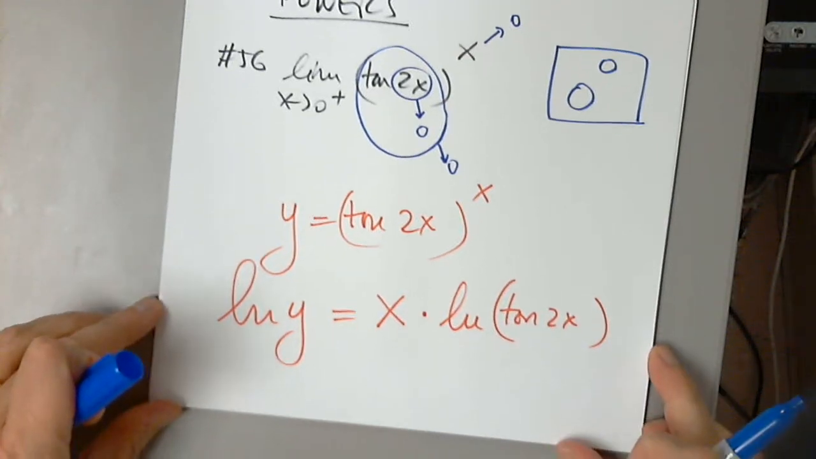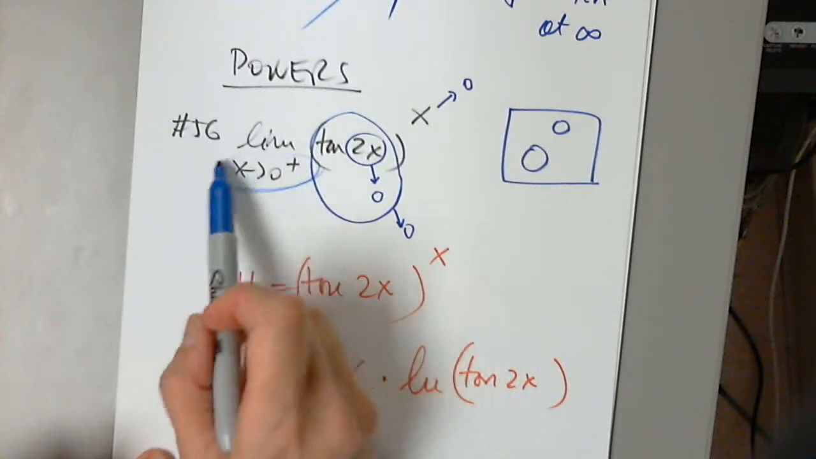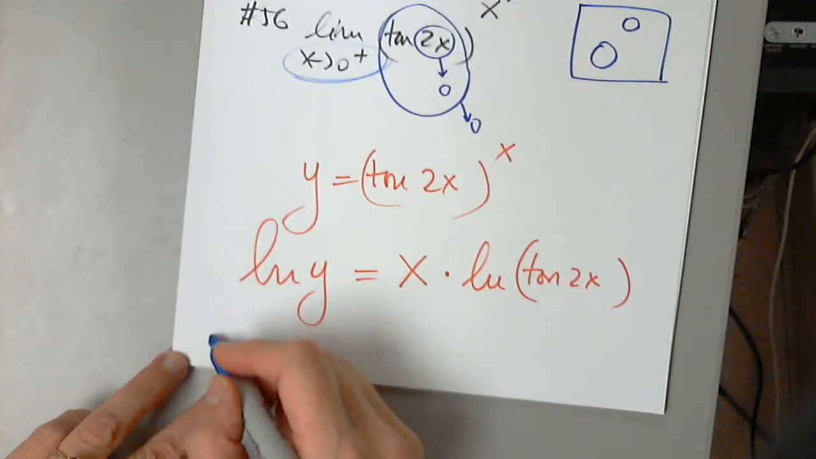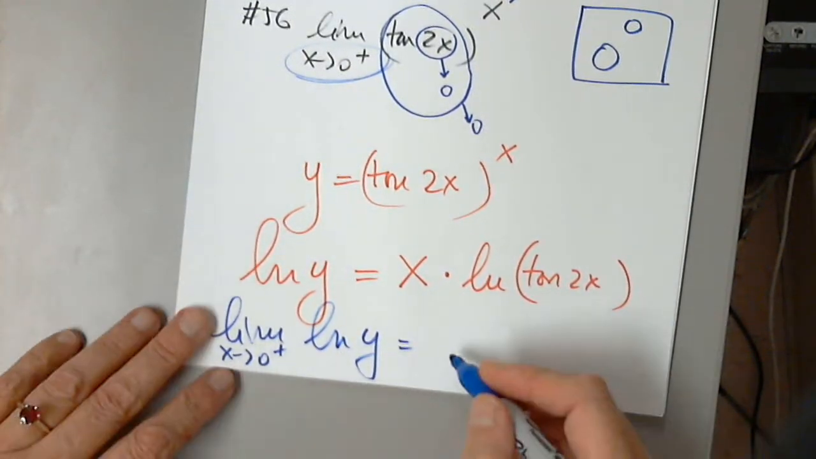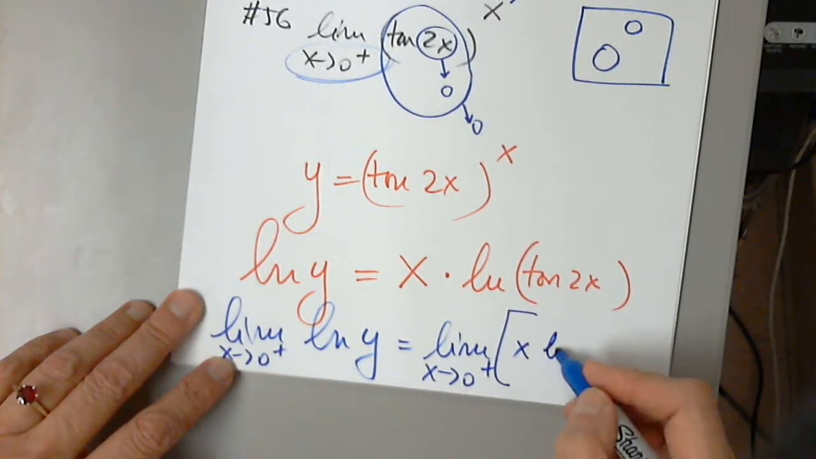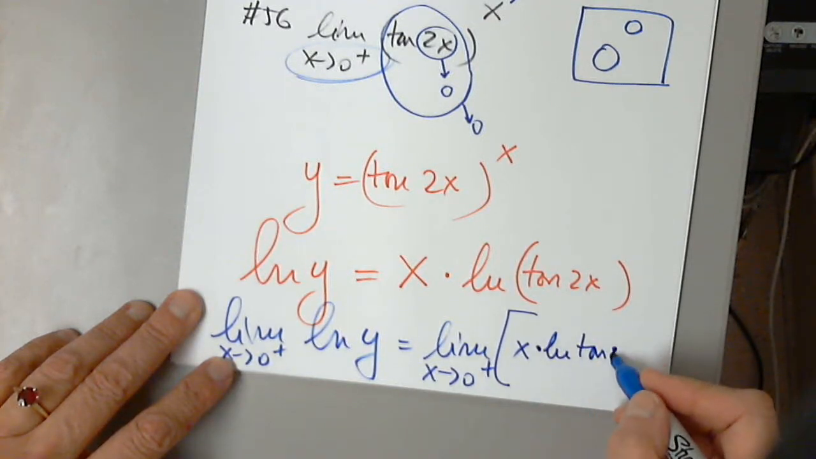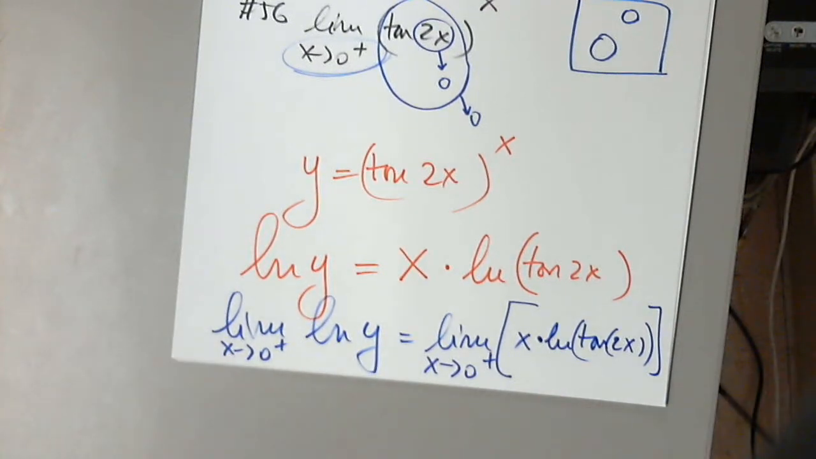The next step is, and you should say no, and I'll explain why. I'm going to apply limit as x approaches 0 from the right to both sides. So limit as x approaches 0 from the right of natural log y is the same as limit as x approaches 0 from the right of x times natural log tangent x. And what you should say is this is not what you're asked to do. You're not asked to find the limit of natural log. You're asked to find the limit of y, not the limit of natural log of y.